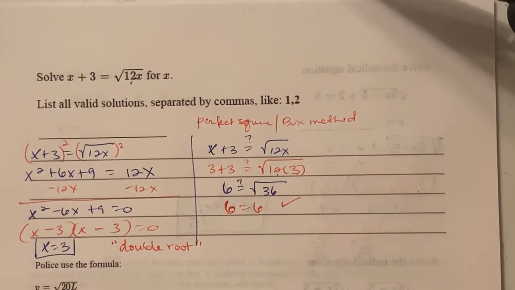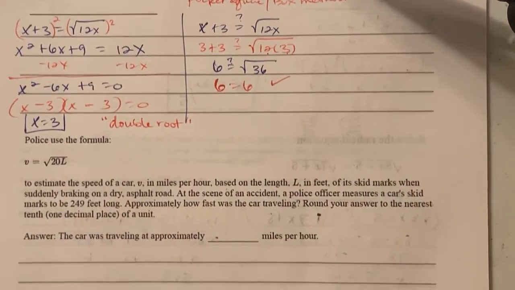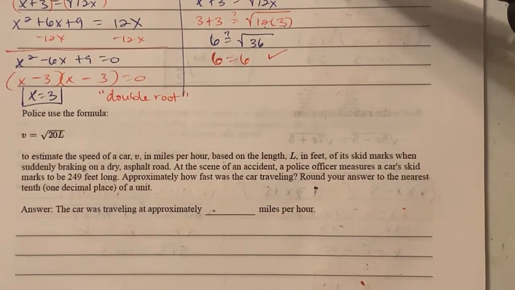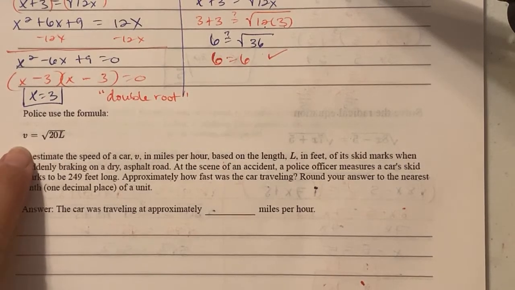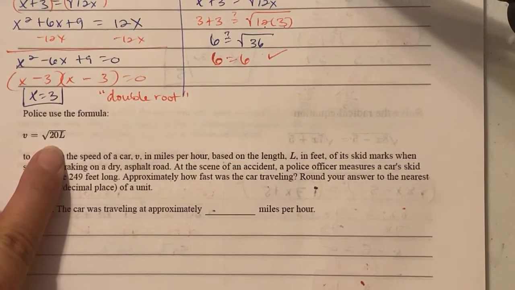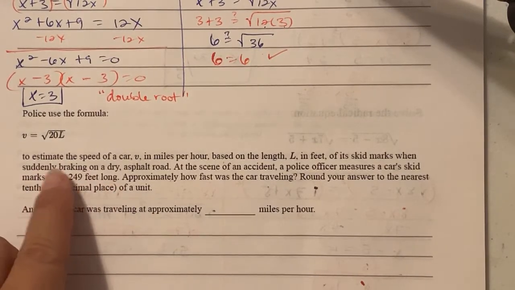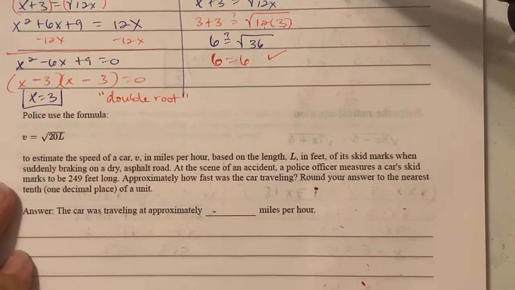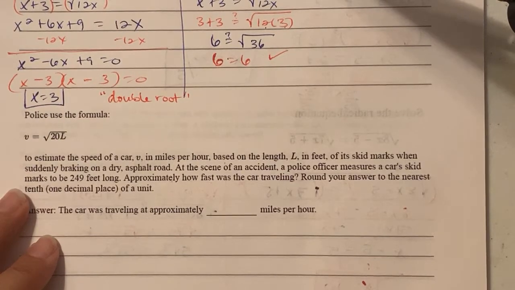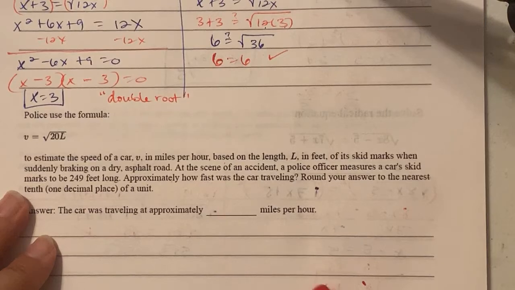Next example. It's one of your literal equations. So the police department uses a formula for speed, and it says that V is equal to the square root of 20 times L. So it's the length of a skid mark. So they're trying to figure out a crash scene, how fast a vehicle was moving, and then they would use this formula. So in this thing, it says to estimate the speed of a car, velocity in miles per hour, based on the length L in feet of its skid marks when suddenly braking on dry asphalt road. At the scene of an accident, a police officer measures his car's skid marks to be 249 feet long.